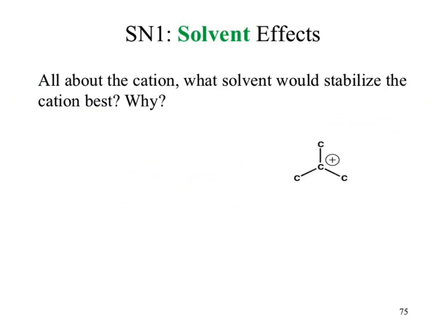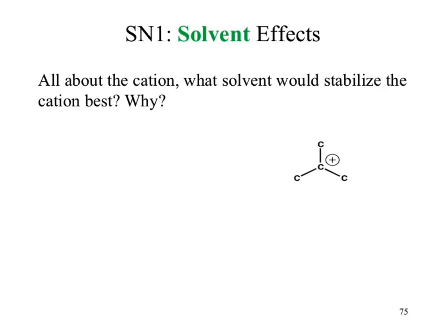So, solvent effects for substitution. What's going to stabilize that cation? What would I need? Okay. I heard a suggestion for a nucleophile. That is an awesome idea to finish the reaction. I'm talking about a solvent effect here. I want to know what solvent I should use for the SN1.